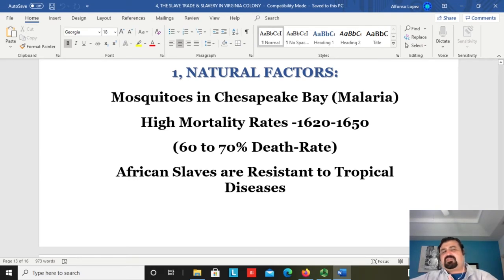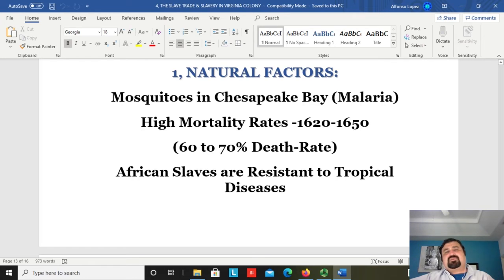Okay, so this presented a natural cause that rendered the institution of indentured servitude ineffective. Okay, ineffective. It's not working because the company is still investing in bringing in a lot of people from England, but the workers, the indentured servants, are not really making it because they're dying.